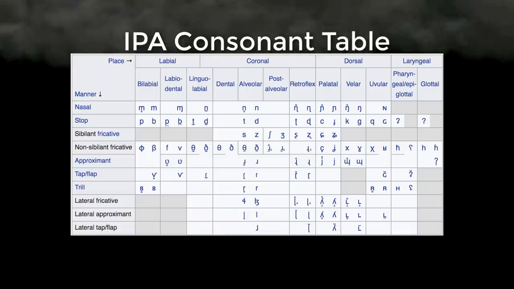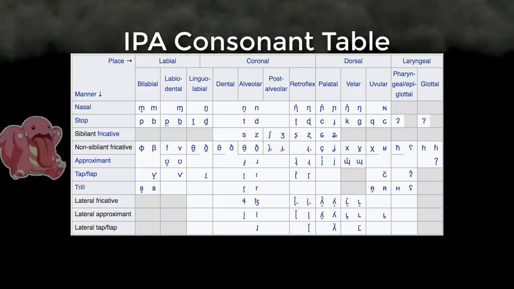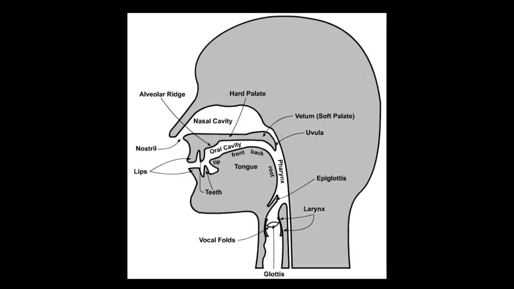But you don't need to know all of them. And many of them are self-explanatory once you know what these words mean and you start paying attention to where your tongue is when you talk. Each sound you make is a collection of movements in your mouth and throat. Gross. Here's a diagram of the mouth where you make those different sounds.